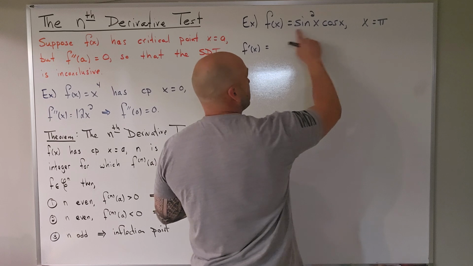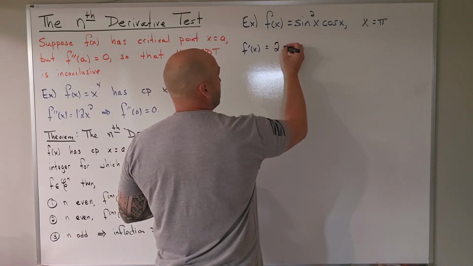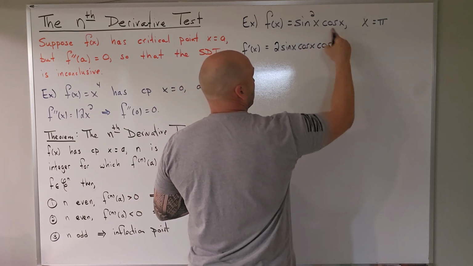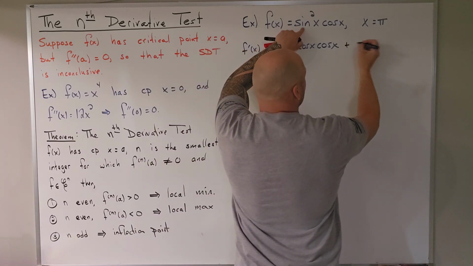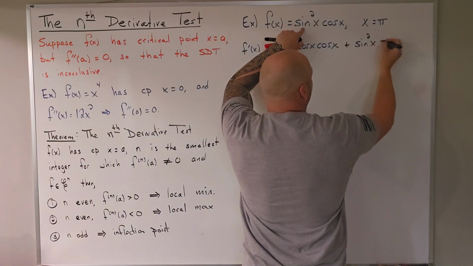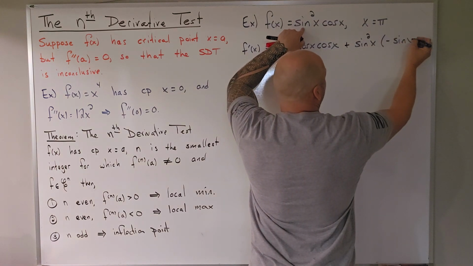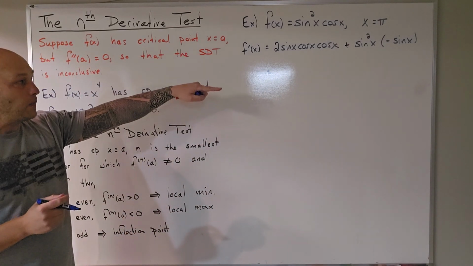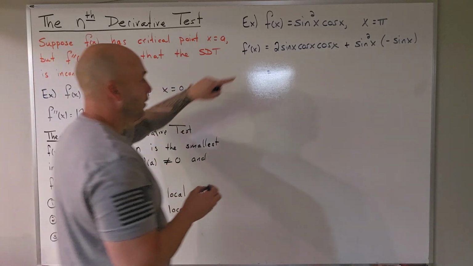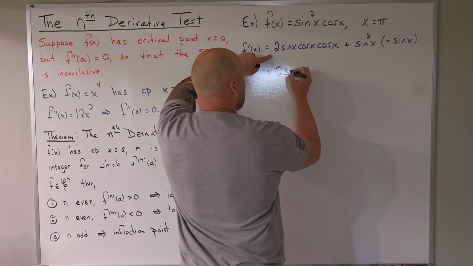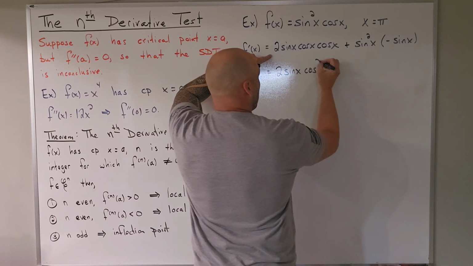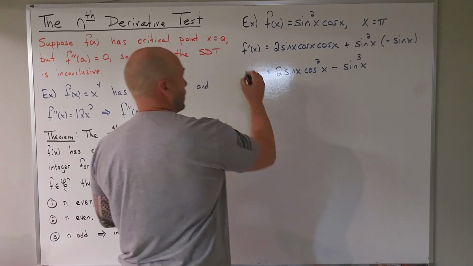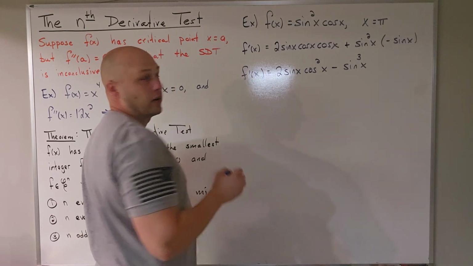The derivative of sine squared would be 2 sine cosine. And then I also have the factor of cosine here. And then plus sine squared x times negative sine x. We'll have to differentiate that. So let's clean it up and then we'll evaluate it. This would be 2 sine cosine squared minus sine cubed. So again, this is the first derivative.